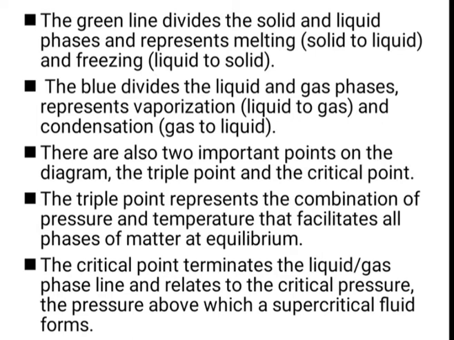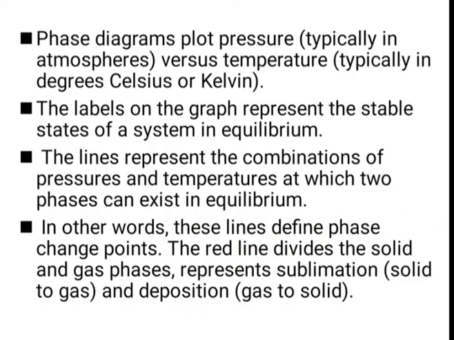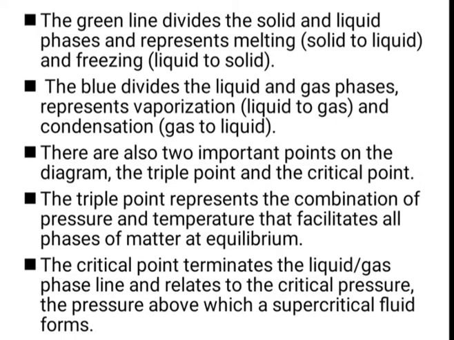The blue line divides the liquid and gas phases, which represents vaporization. Here is the blue line which separates liquid phase and the gaseous phase or the vapor phase. So, this blue line divides the liquid and gaseous phase, which represents the vaporization. That means liquid is converted into gas, and when there is the reverse process, condensation, gas will be converted into liquid.